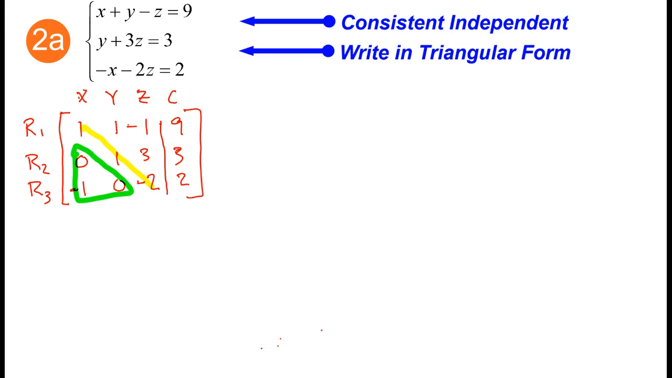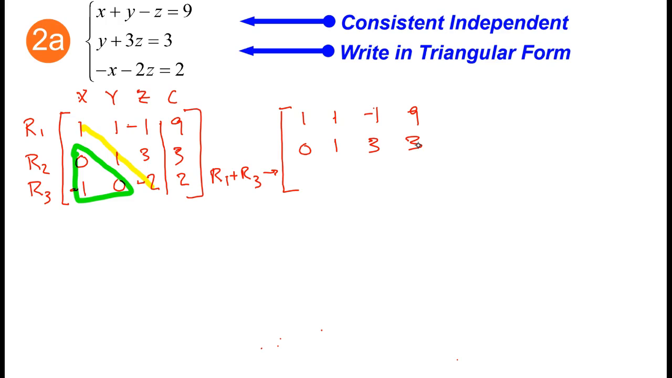Okay, the first thing I'm going to do is try to get rid of this -1, and I can get that by adding row 1 to row 3. And that's going to be my new row 3. Row 1 is not going to change. I'm not doing anything to that yet. Row 2 is not changing. I'm not doing anything to that yet.